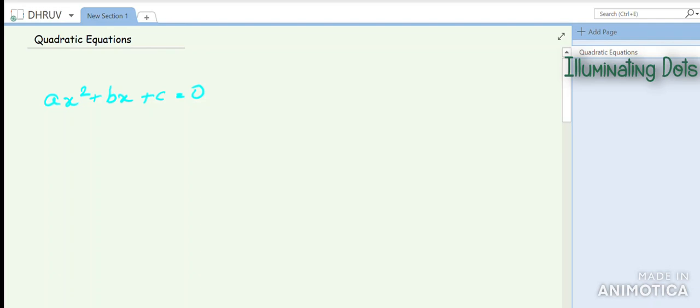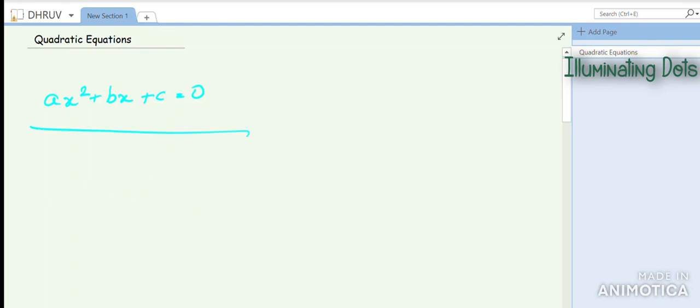So C can also be 0, and you will be given as 3x square plus 6x is equals to 0. You do not have C, so you can write C as plus 0. But since C is not very important in the formulas, you can keep that as an exception and just move ahead. It's not a big deal for that one. Now the exceptions are done.